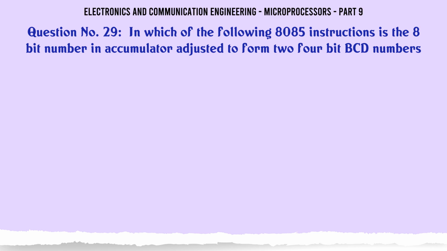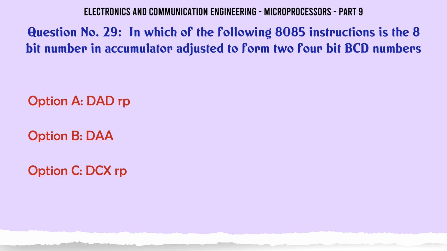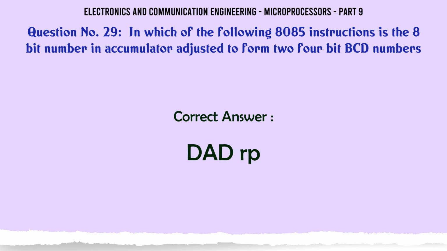In which of the following 8085 instructions is the 8-bit number in accumulator adjusted to form two 4-bit BCD numbers? A. DAD-RP, B. DA, C. DCX-RP, D. ADCM. The correct answer is DAD-RP.